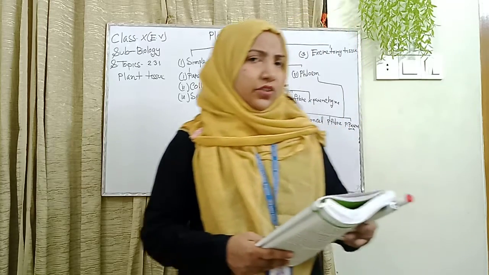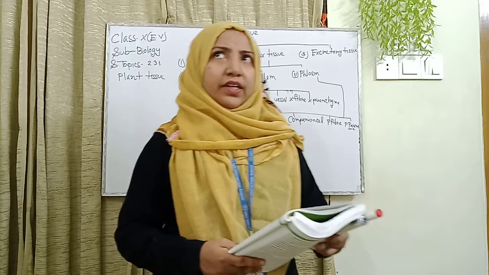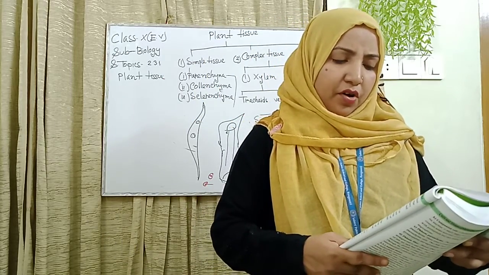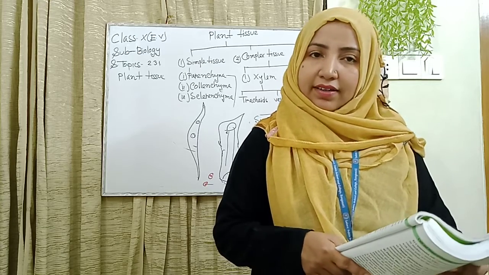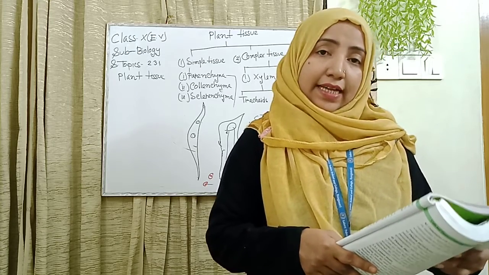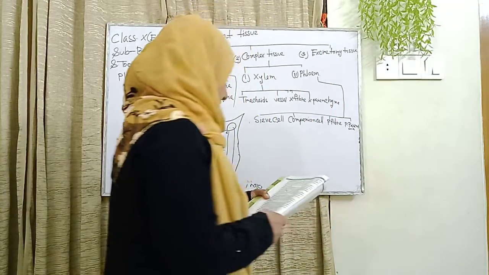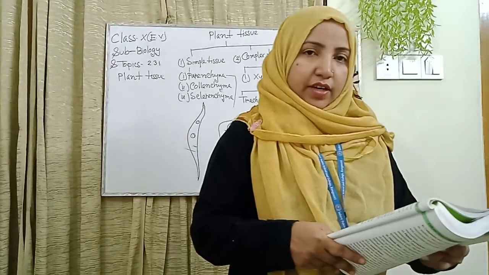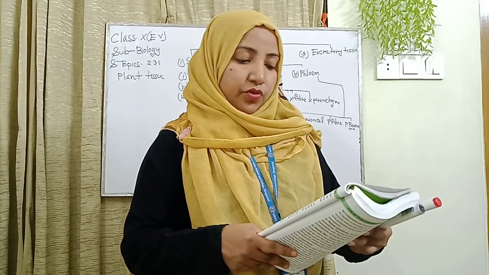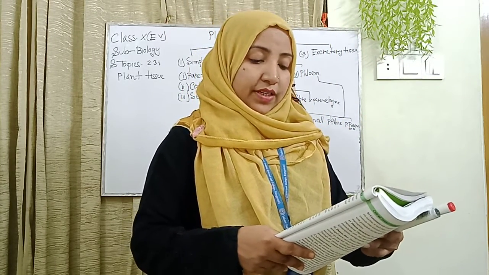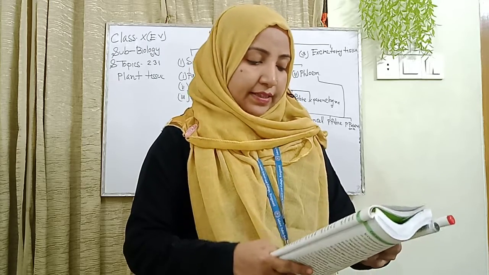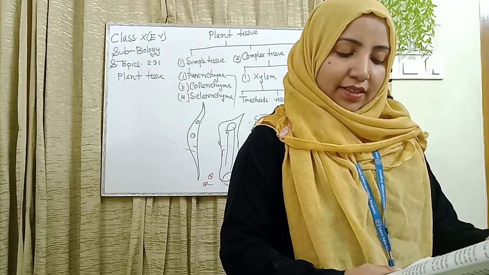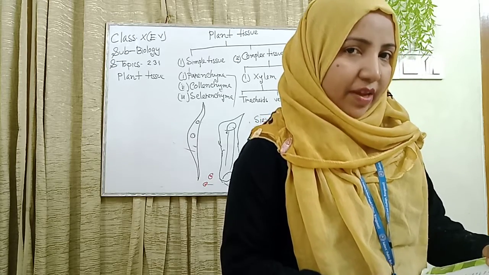Now, our last topic is phloem. What is the phloem? The phloem organizes the vascular bundle in association with the xylem. The xylem transports water as raw material of food, and the phloem conducts food produced in leaves to the different parts of a plant. This type of tissue is composed of sieve tube, companion cell, phloem parenchyma and phloem fiber.